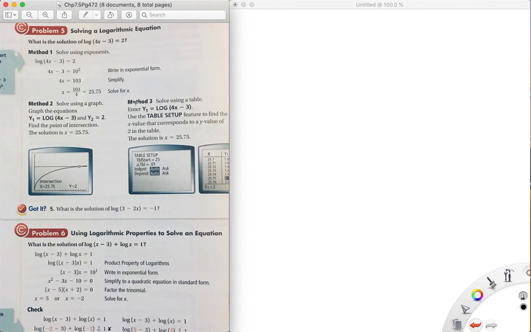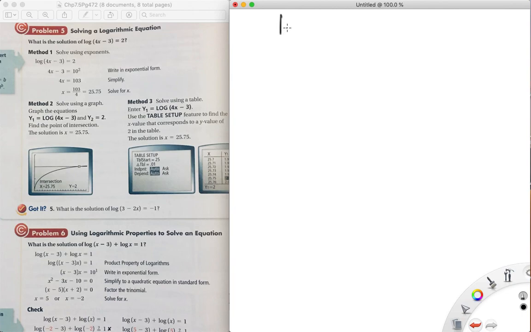All right, so solving this guy. When we have an equation that has log in it, we can raise it to its opposite. So log of 3 minus 2x equals -1.